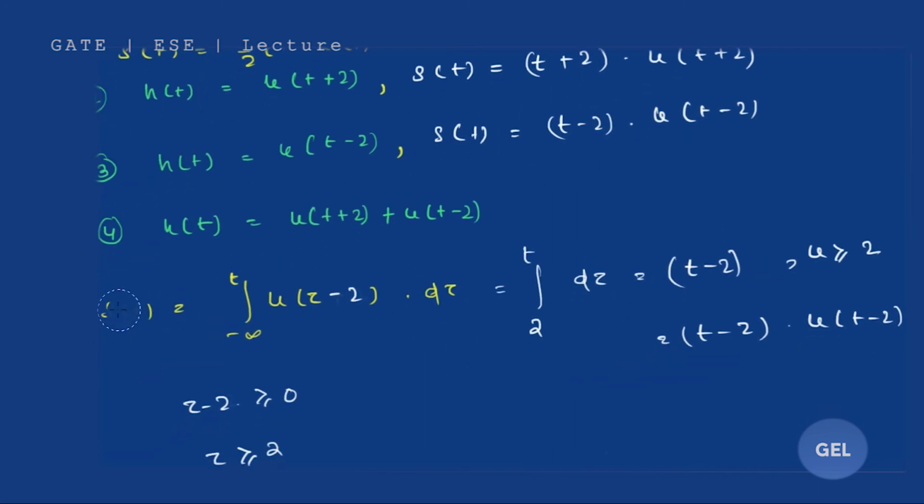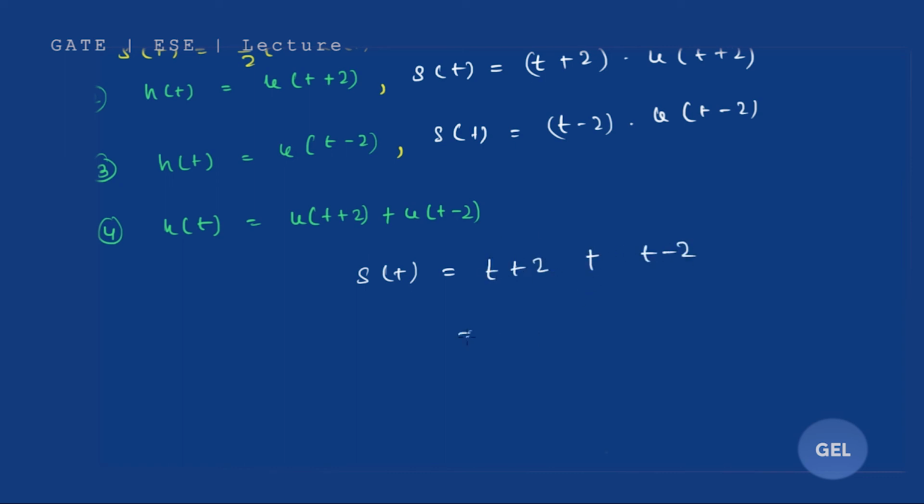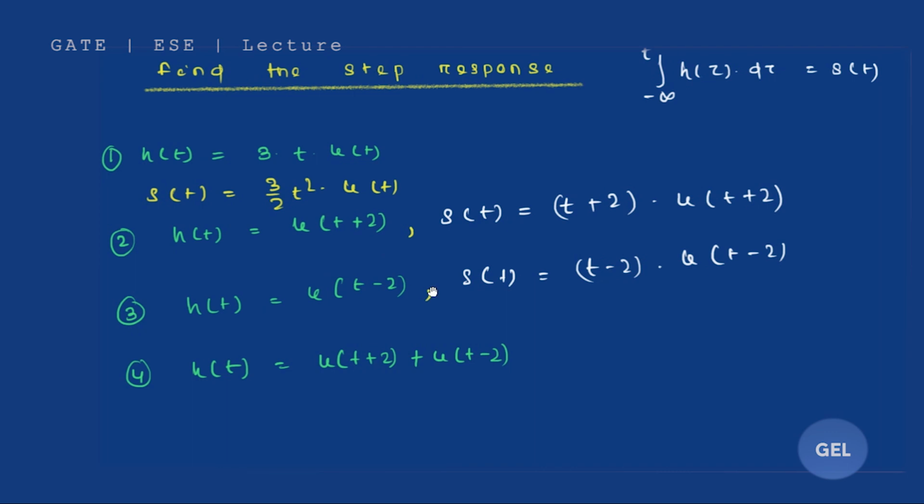Clear this concept? Now I want you to find out this one. Okay, find out this one and you'll get a step response for this one. Step response, that is s of t will be equals to 2t for t greater than or equal to 2 for this question. You'll get this as the answer. These are the basic questions. Please do practice before getting to the advanced level. These are very simple questions.